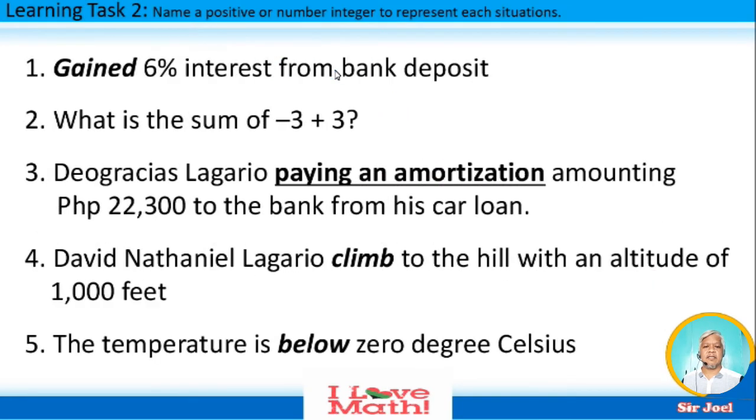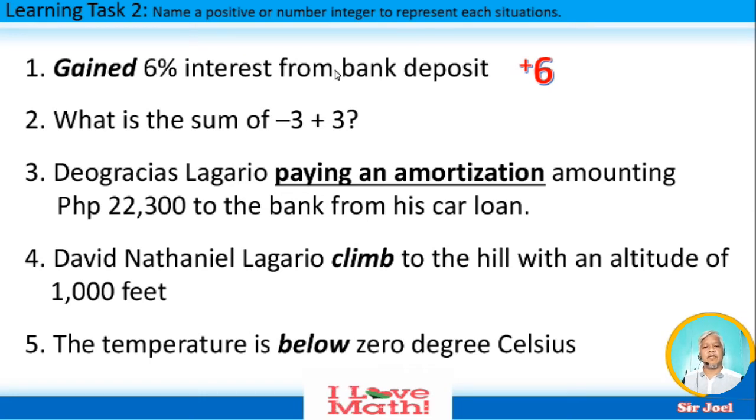Next, learning task number 2. Name a positive or negative integer to represent each situation. Still, yun pa rin ang direction. Number 1, gain 6% interest from bank deposit. As what we have agreed a while ago, kapag nakita natin yung word na gain, that represents what? A positive number. So, in this case, since gain 6%, that means positive 6 or positive 6% kung gusto. Pero since you are looking for an integer, it's just positive 6.